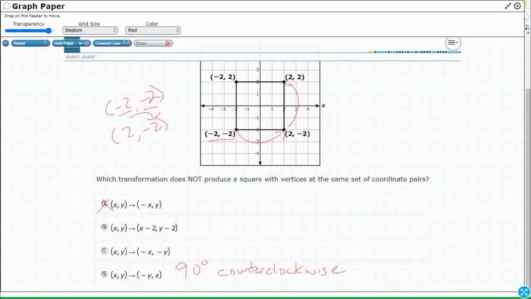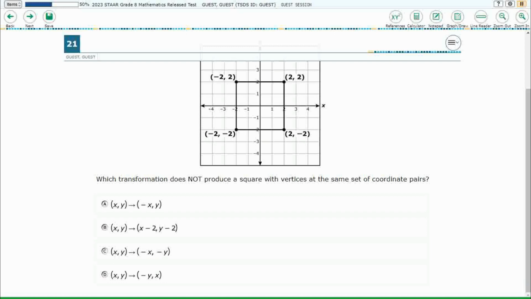So A, C, and D are good. They're just rotating or flipping. It's that B, that translation, that's going to slide it over 2 and down 2. That's our answer.